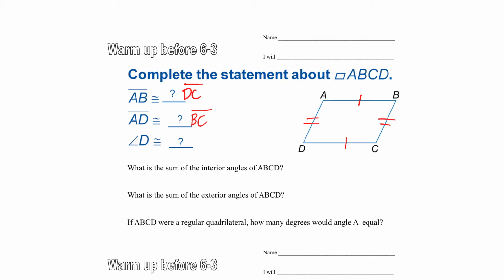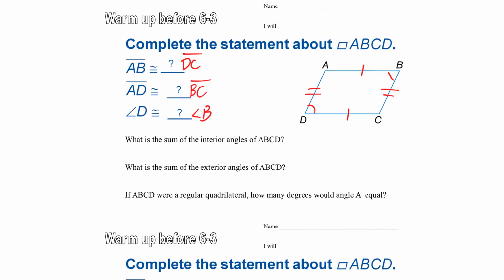And then angle D is congruent to what? Angle B, because those are opposite angles. Good. All right, so what is the sum of the interior angles of ABCD? So how many sides does it have? 4. So for the interior, remember you do n minus 2 times 180, which, I mean, this one you should know, but it's 360. So if you add up all 4 interior angles, they add up to 360.